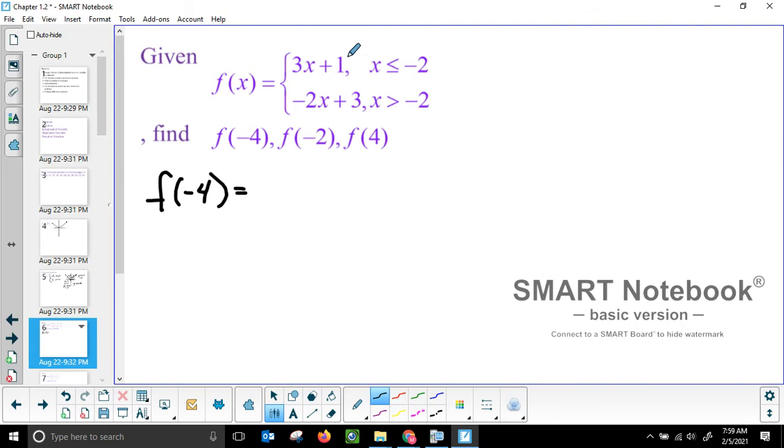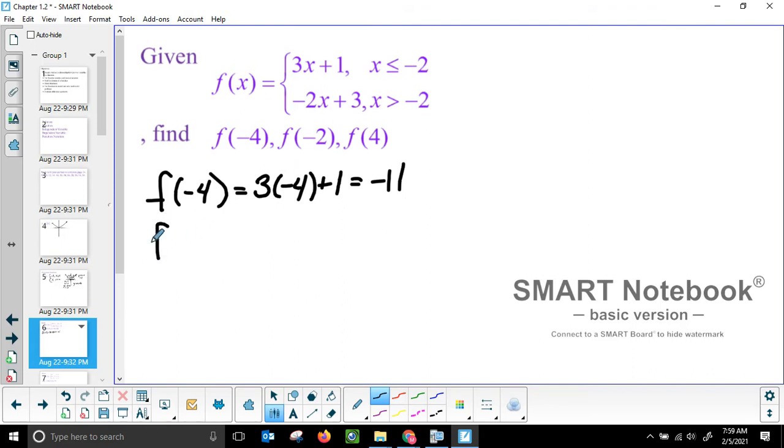In order to do that, we need to determine which one of these we're going to plug it into. In order to do that, we check our conditions over here. So we plug the x that we're looking at, in this case -4, in for x in my first condition, and I say, okay, is negative 4 less than or equal to negative 2? That answer is yes, negative 4 is less than negative 2, which means I plug it into this top piece. So I say 3 times negative 4 plus 1, that's negative 12 plus 1, which is negative 11.